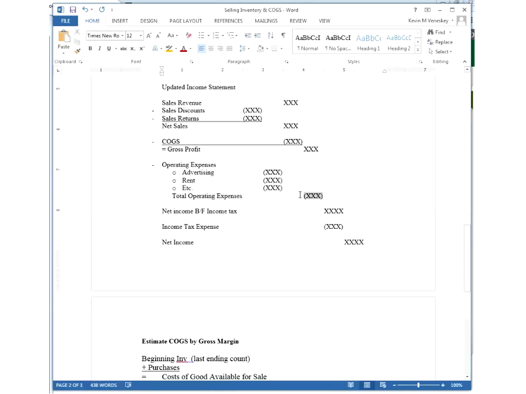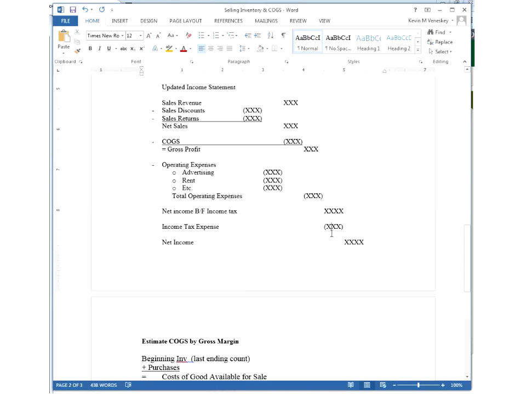We take out most of our expenses. We get our operating expense. And then figure out how much income we have. At that point is when we go ahead and figure up our income tax, because you always figure your income tax on your net income. And you wouldn't want to figure your income tax on your gross profit. That would be a much higher income tax, and nobody wants to do that.